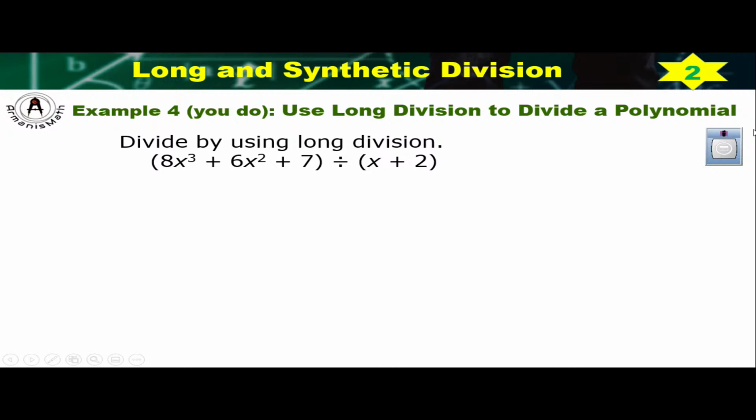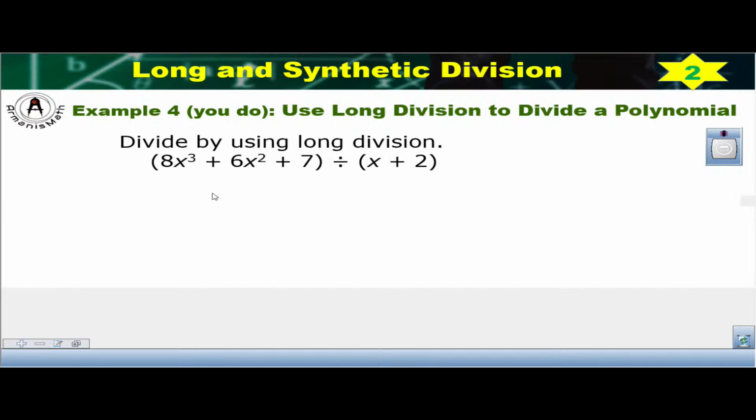So, is this in standard form? Is this ready? What is missing? Kumar, anything missing here? x to the what power is missing? Yep, you're right, x to the first power. I'm missing x to the first power.